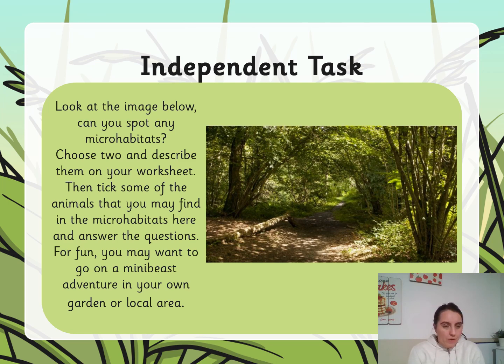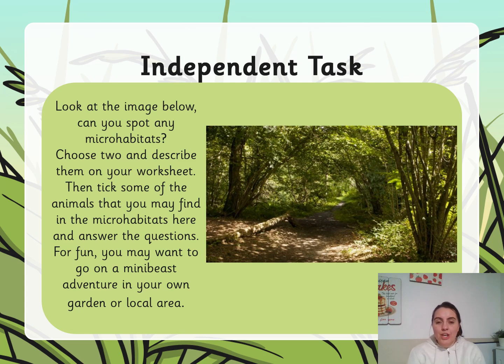Let's move on to the next one. So the next one I've chosen is the soil. So here's my sentence to describe the soil. The soil is a good microhabitat because it is muddy and dark. Okay, so that's another good reason why soil is a good microhabitat. So I'll read it again for you. The soil is a good microhabitat because it is muddy and dark.